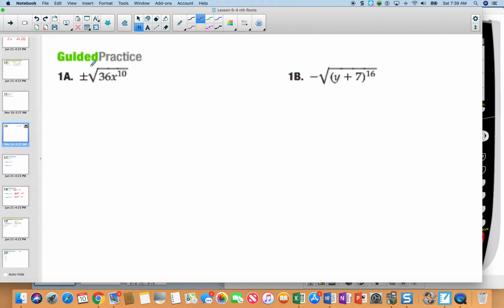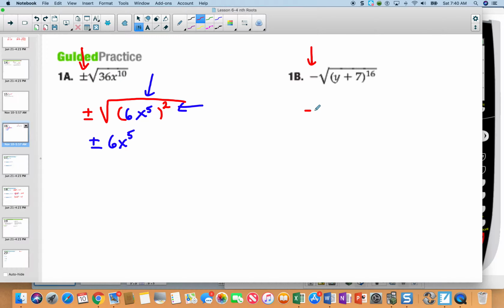Okay, let's do one from scratch. This is a square root, so I know I'm going to have plus or minus, and then I am going to write this to the second power. Now that means that 36 will be 6. 6 to the second power is 36. And then I want this to be x to the fifth, because x to the fifth to the second will be x to the 10. This is a square root. This is a power. They undo each other. I need to still have the plus or minus. And then I'm just going to write what is inside the parentheses. There we go. Okay, so this answer is negative. So I know I'm going to have a negative in front of it.